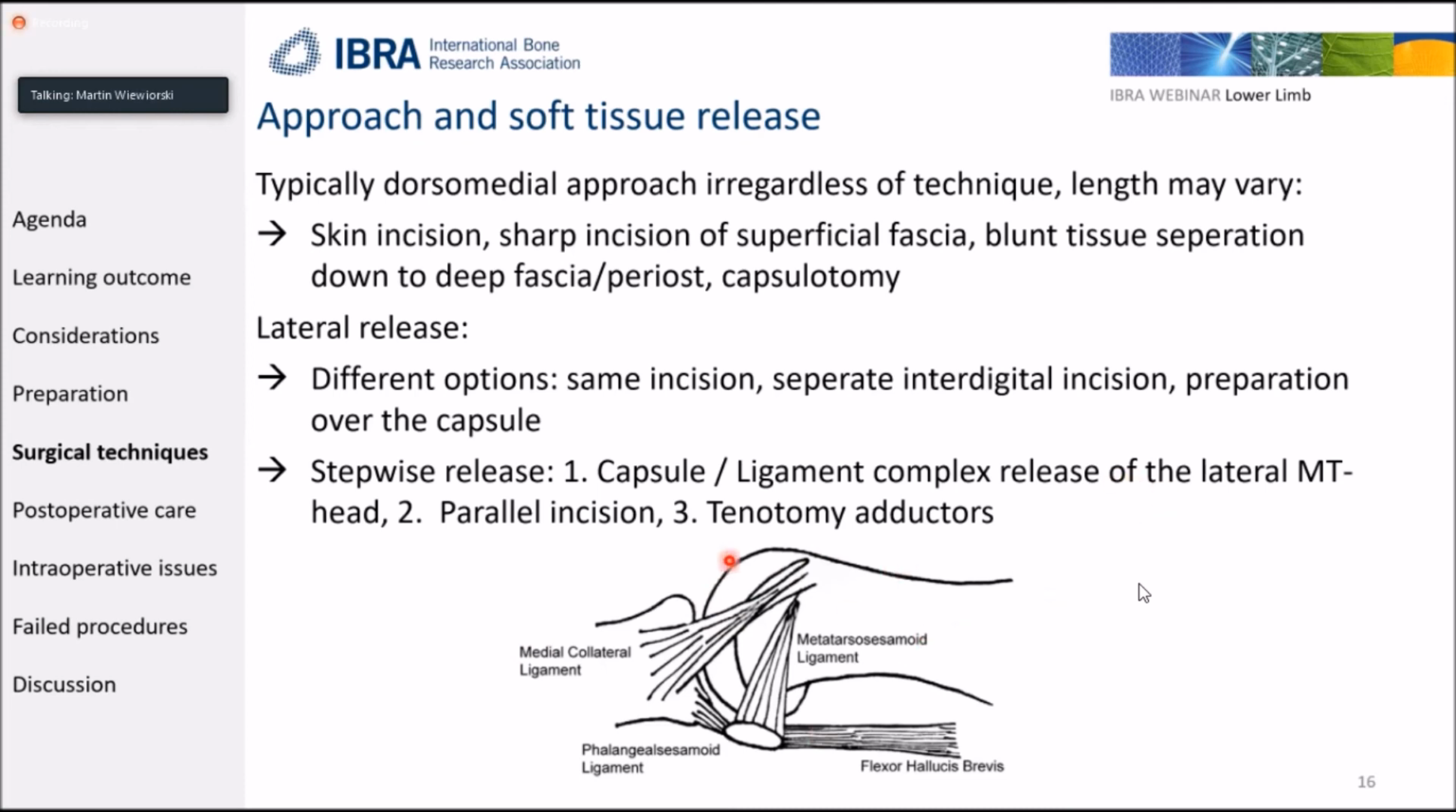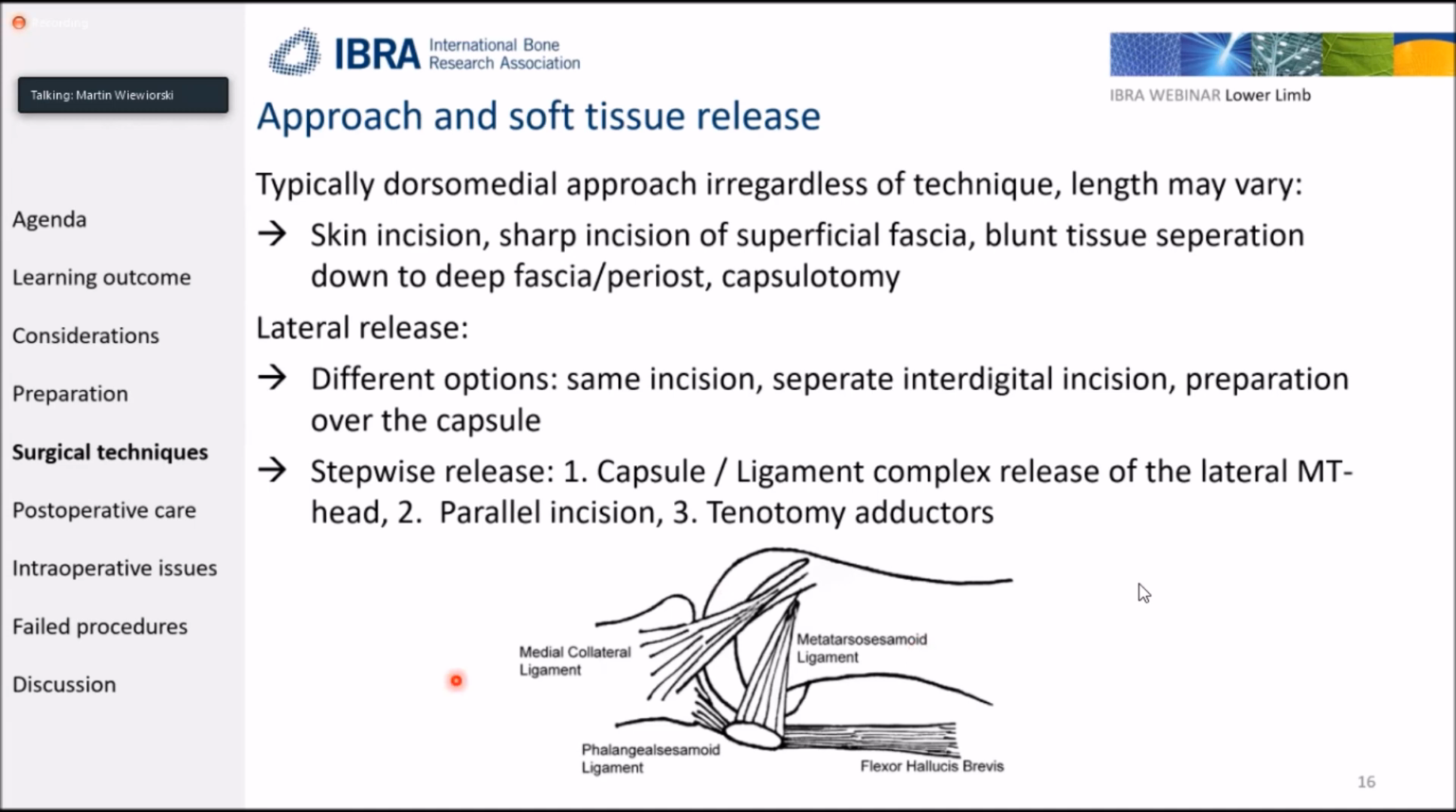What I do is I basically go with the blade down here, under the lateral collateral ligament and under the lateral metatarsal synovium with the capsule, and I release all the structures from the metatarsal head. This is the first thing I do. Then I check what's going on with the MTP joint. Especially with patients that are a little bit hyperlax, you would find this is a completely sufficient release. You don't have to go further. If I see this is not sufficient, I can still continue.